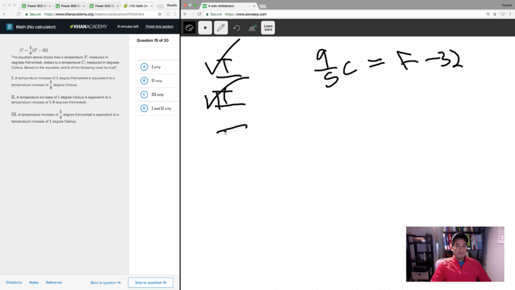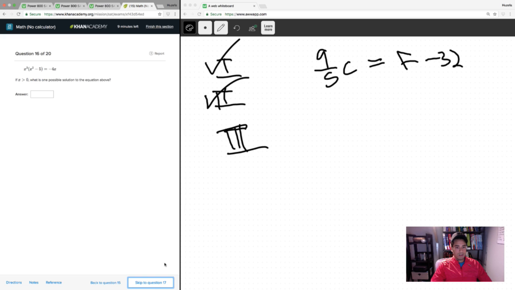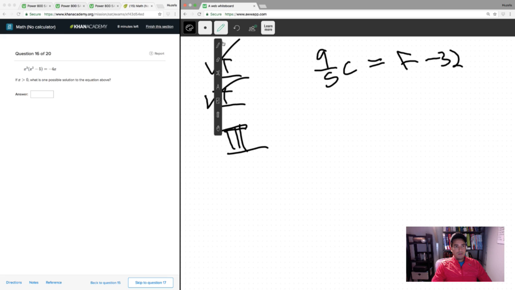So yes, every time Celsius goes up once, Fahrenheit goes up 9/5, which is the same as 1.8. And we can actually stop here because there's no option that says 1, 2, and 3 are true, only 1 and 2. But this is wrong because it contradicts 1. It's saying a temperature increase 5/9 degrees of Fahrenheit is equivalent to, it's just contradictory, so we can dismiss it. All right, let's go on to 16.